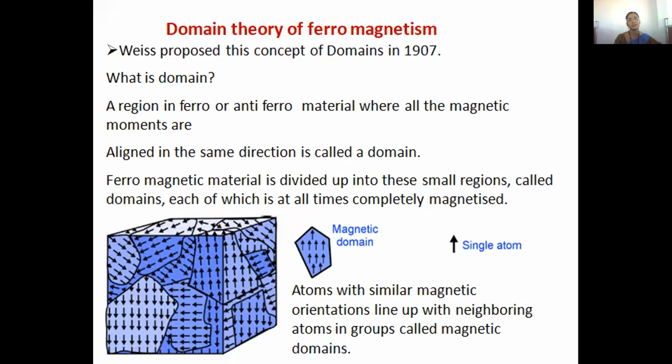Now, domain theory of ferromagnetism. This hysteresis behavior we can explain with the domain theory of ferromagnetism. Okay, we proposed this concept of domains in 1907.